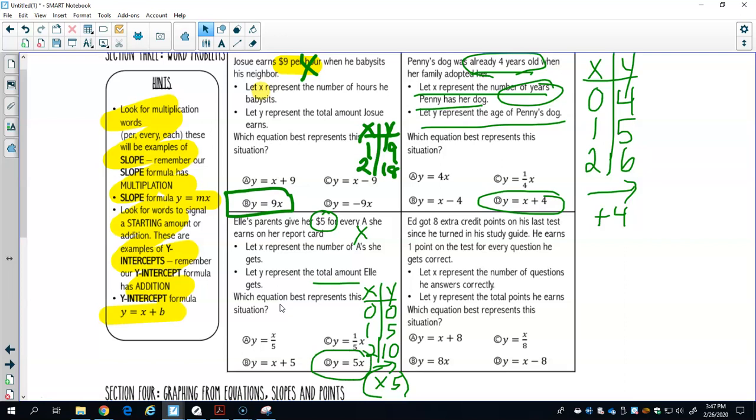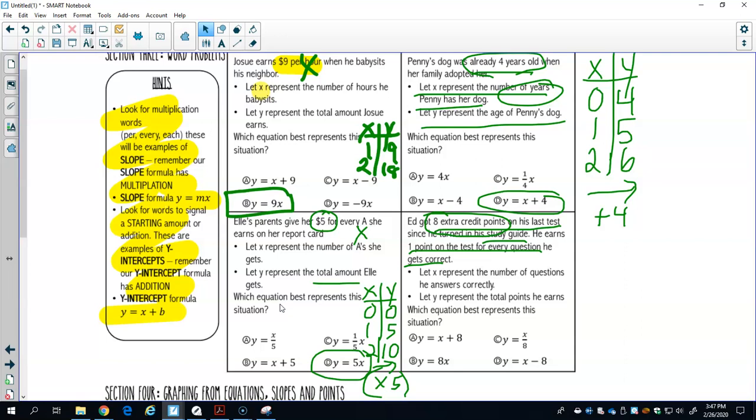Last problem, Ed got 8 extra credit points on his last test because he turned in his study guide. Something you guys should be doing, turning in your study guide, you get extra credit. He also earns 1 point on the test for every question he gets correct. So we're going to let X represent the number of questions he answers correctly, and Y is going to represent the total points he earned. So he's starting out with 8 points. So that's our starting point.